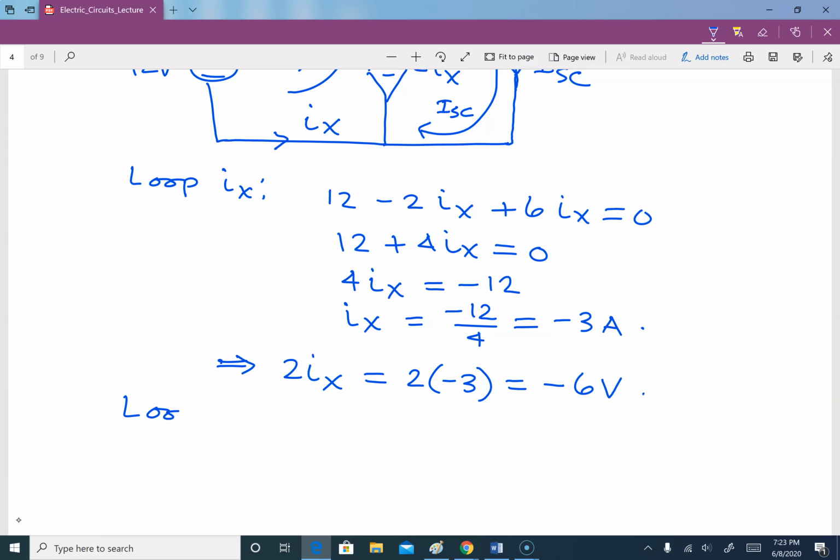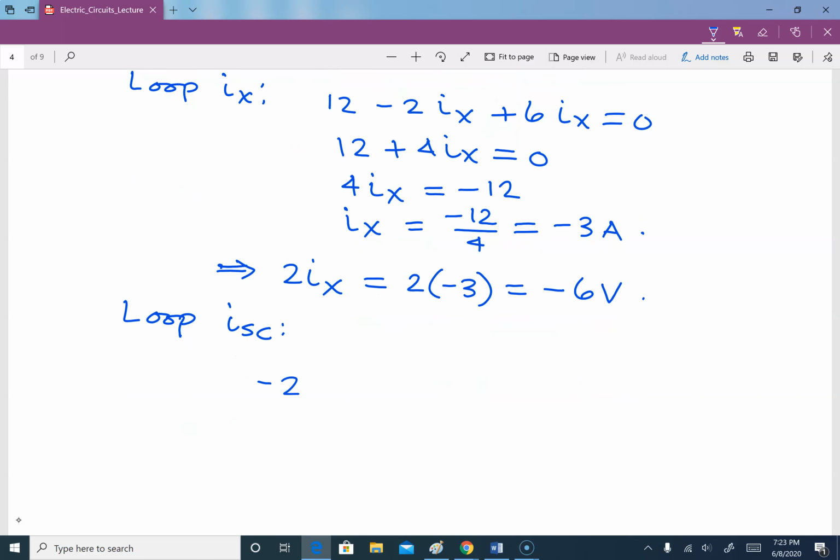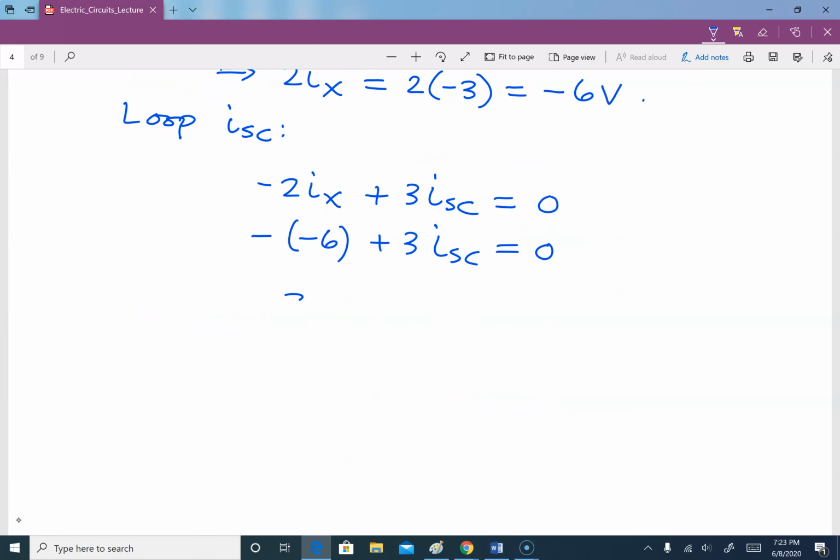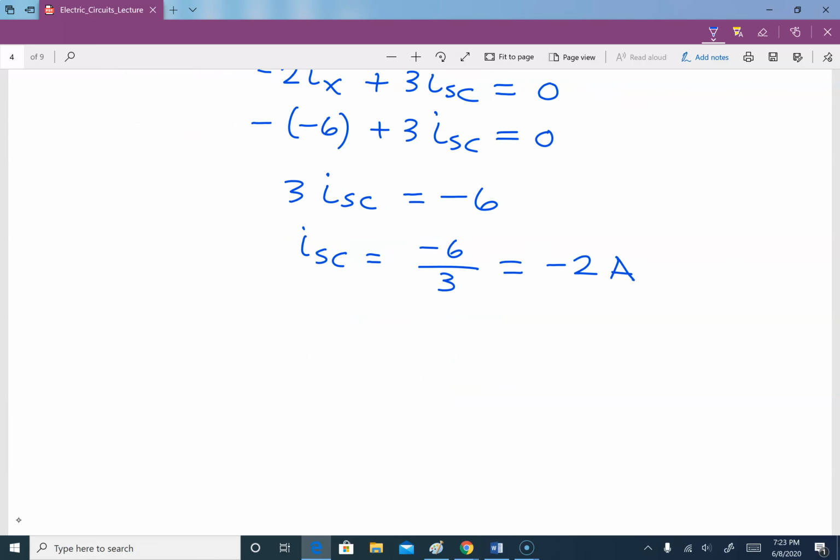So loop I short circuit: negative 2ix plus 3I short circuit is equal to 0. So minus negative 6 plus 3I short circuit is equal to 0, which means that 3I short circuit is equal to negative 6, and our I short circuit is equal to negative 6 over 3, which is equal to negative 2 ampere.